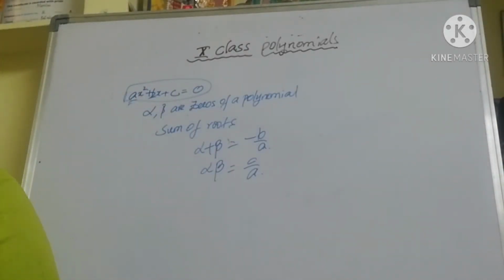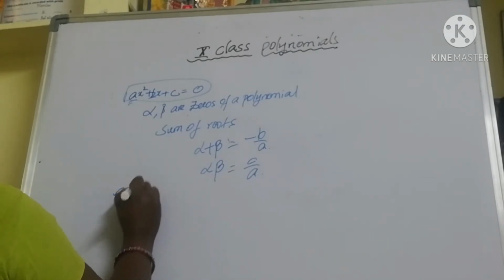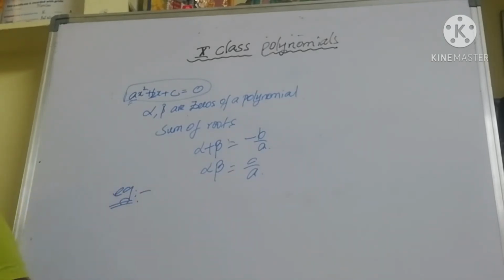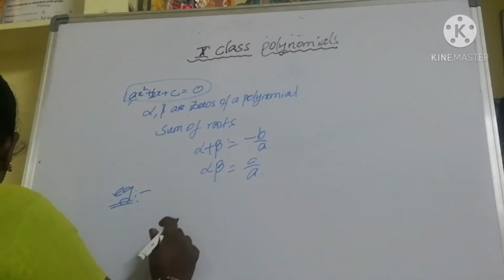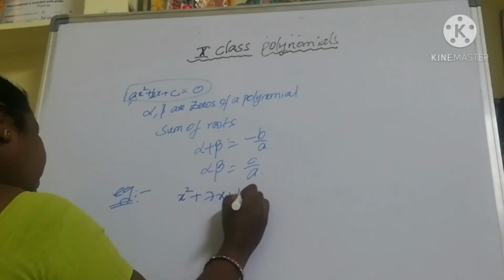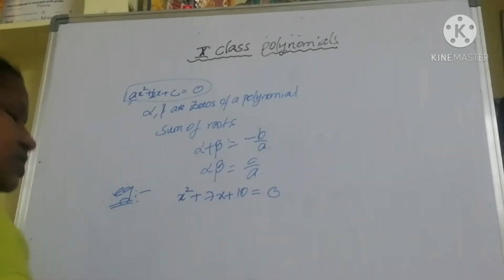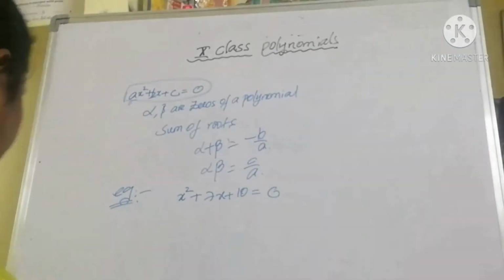So we will look at problems based on this. One example we will take. Find the zeros of the quadratic polynomial and verify the relationship between the zeros of the polynomial and the coefficients, whether it is correct or not. The quadratic polynomial he gave is x square plus 7x plus 10 equal to 0. He didn't give the zeros of the polynomial. We have to find them, and we have to check the relationship whether it is correct or not.